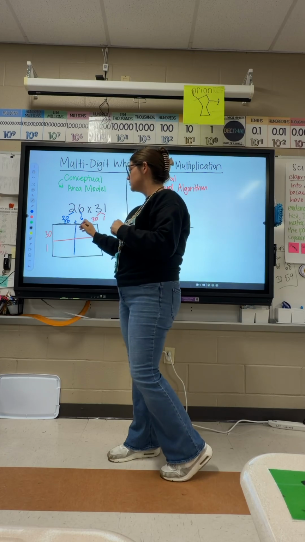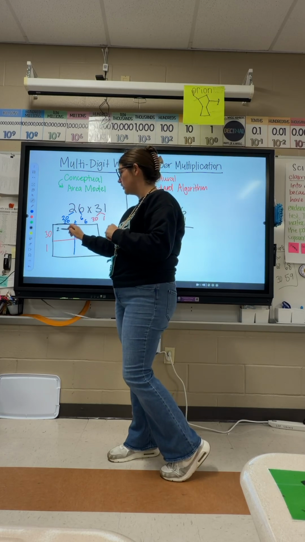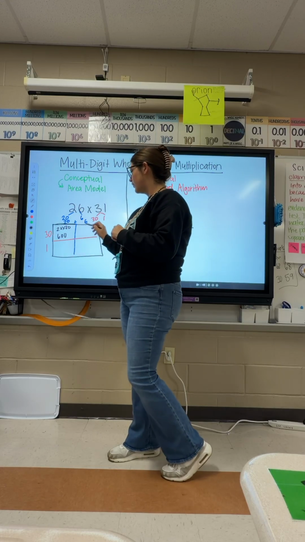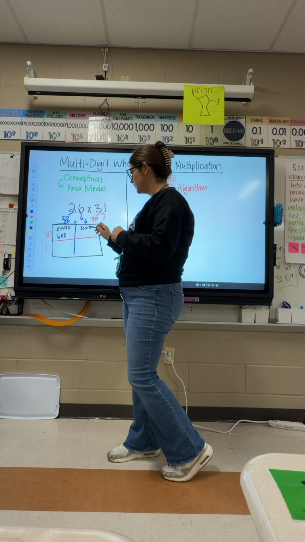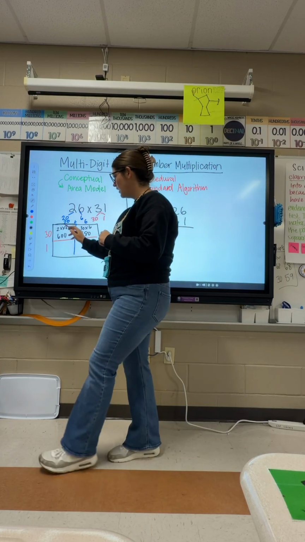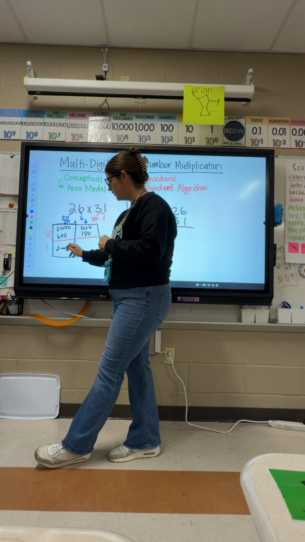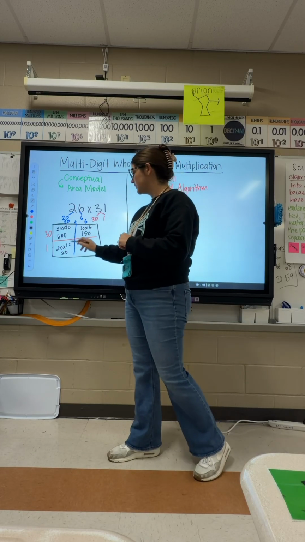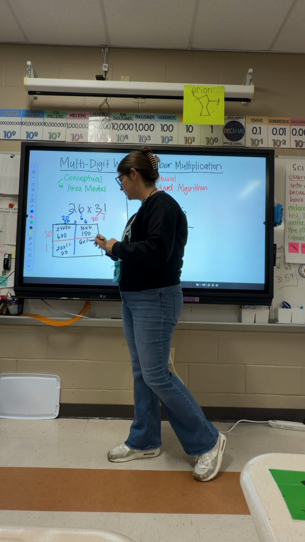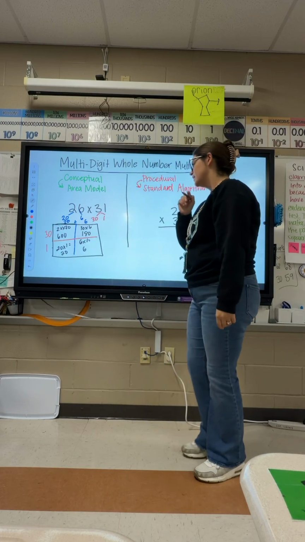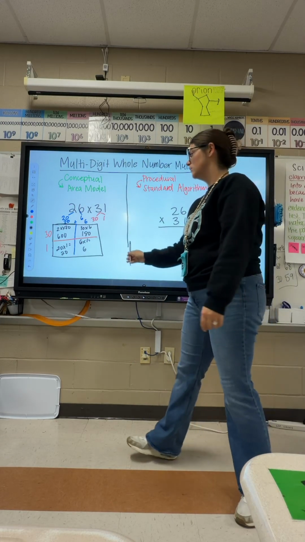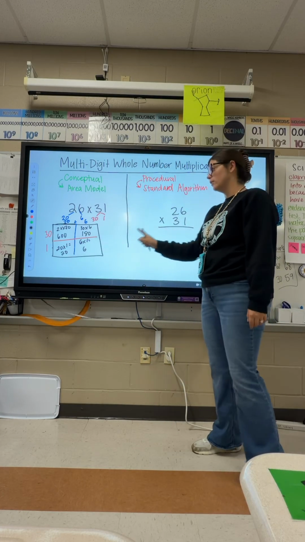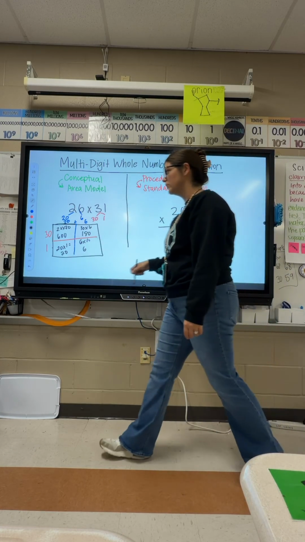My length here is 20 times 30, which we know is 600. I have 30 times 6, which is 180. I have 20 times 1, which is 20. And then I have 6 times 1, which is 6. Now, what's interesting is all of these partial products that we see within our area model are also going to be found within our standard algorithm.